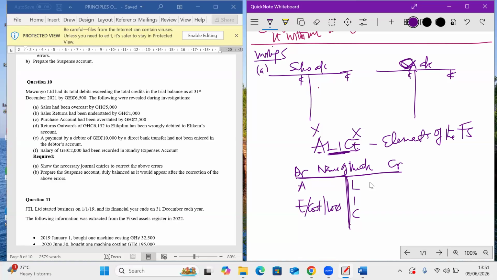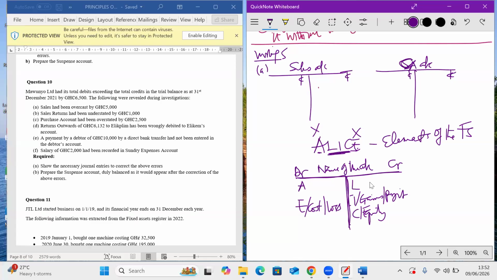Then the income too, we write income, we write gains, any gains, other income. We write profits. The capital too, we write capital, we write equity. They all go to that side. So in accounting, this transaction we have seen must fall under one of the 5 so that we can know whether it will fall on the debit side or credit side.